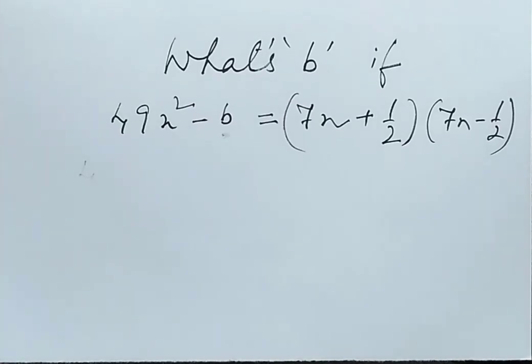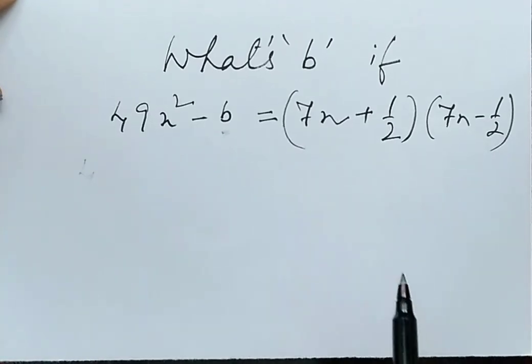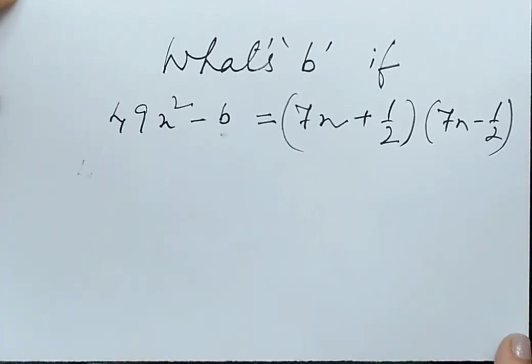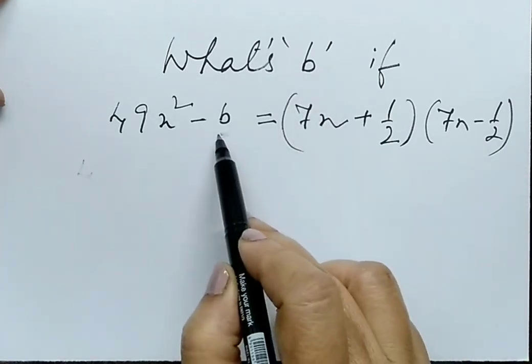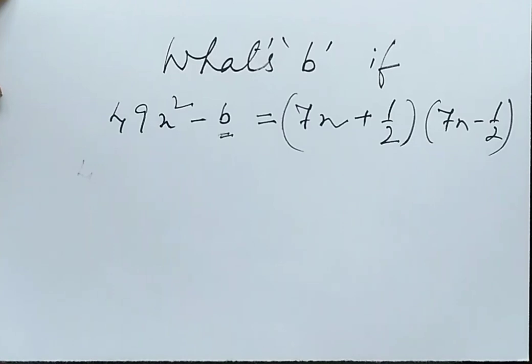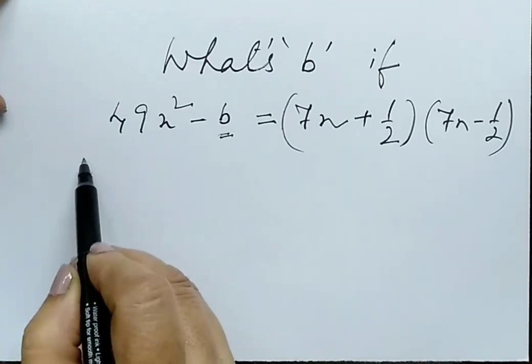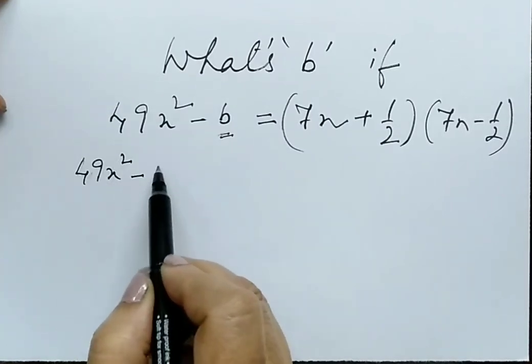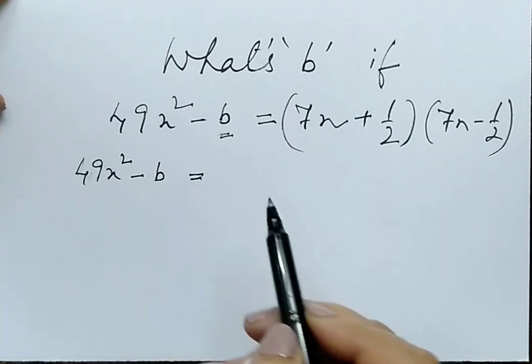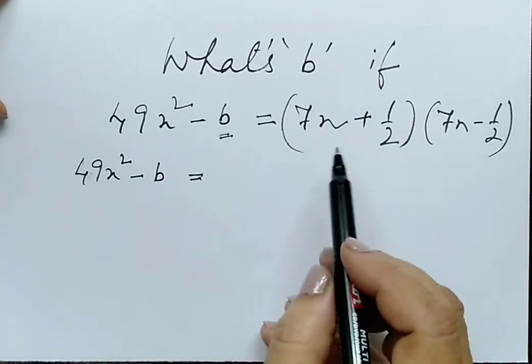Hi guys, so we have another very intriguing sum over here. We have to find out not the value of x but the value of b. So this b is happening to be here. Very interesting. So first of all, let's write 49x² − b equals to this one.